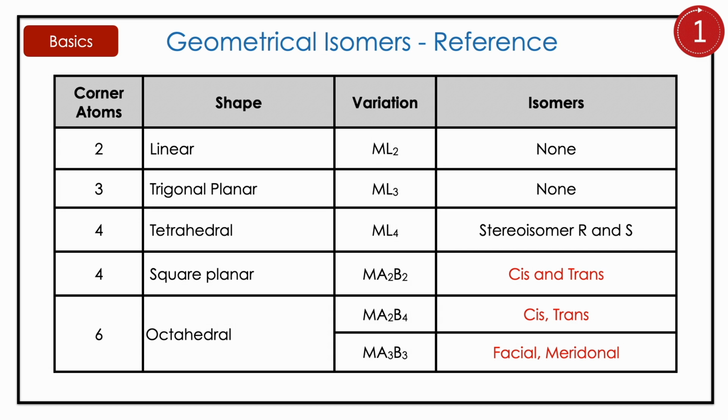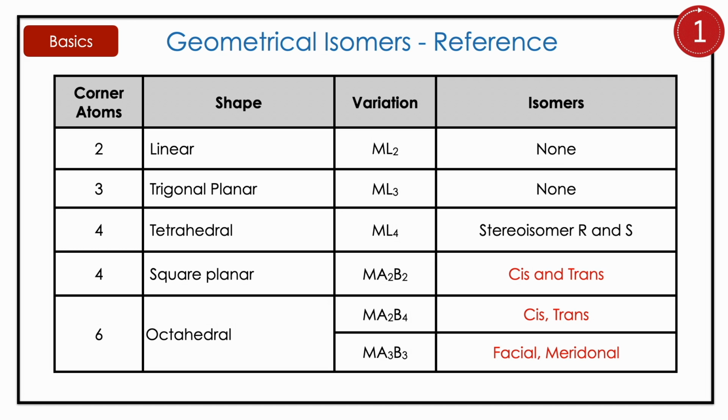Here I have given a library of geometrical isomers for your reference. For ML2 system, that is linear, no isomers are possible. ML3 system, trigonal planar, no isomers are there. ML4 is interesting because tetrahedral is there. Stereoisomer is the only possibility, R and S. Then same ML4, that is MA2B2, square planar structure has cis and trans.